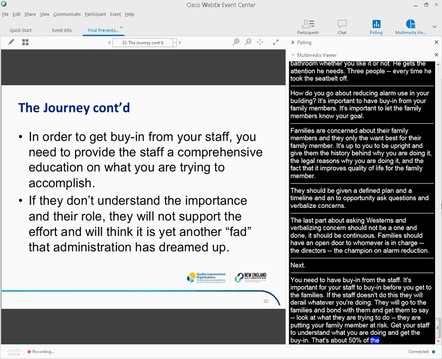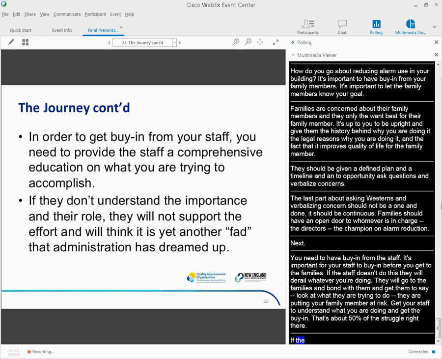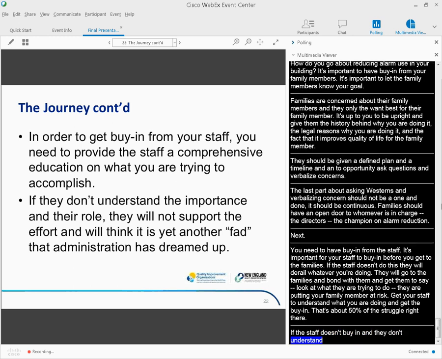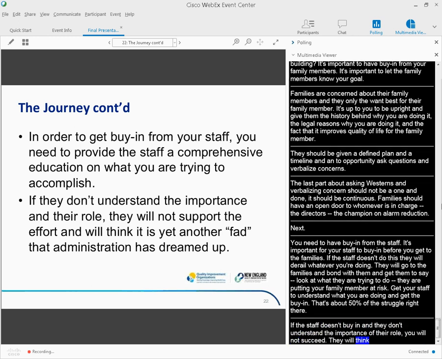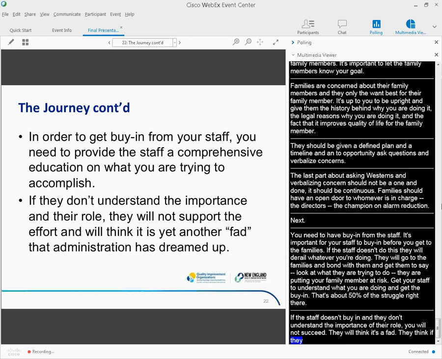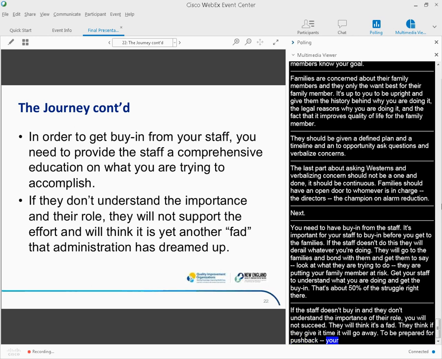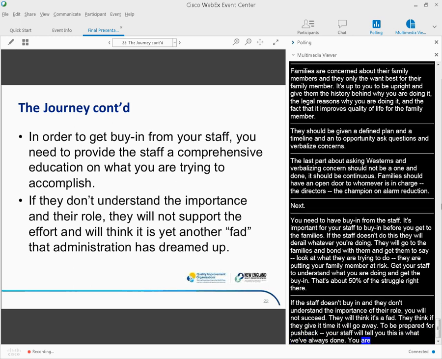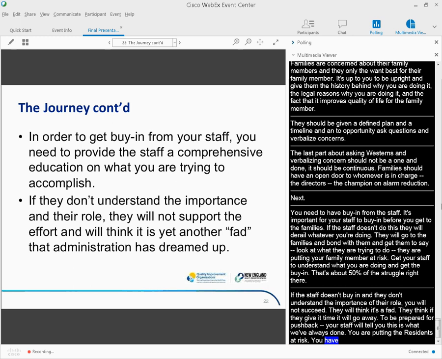If the staff doesn't buy in and they don't understand the importance of their role, you will not succeed. They'll think that this is a fad and just give it a little bit more time and it'll go away. Obviously, be prepared, you'll have pushback from your staff. They'll tell you this is what we've always done. You're putting our residents at risk. But you have the data, you have the education and the rules of participation behind you to let your staff know why you have to do this.